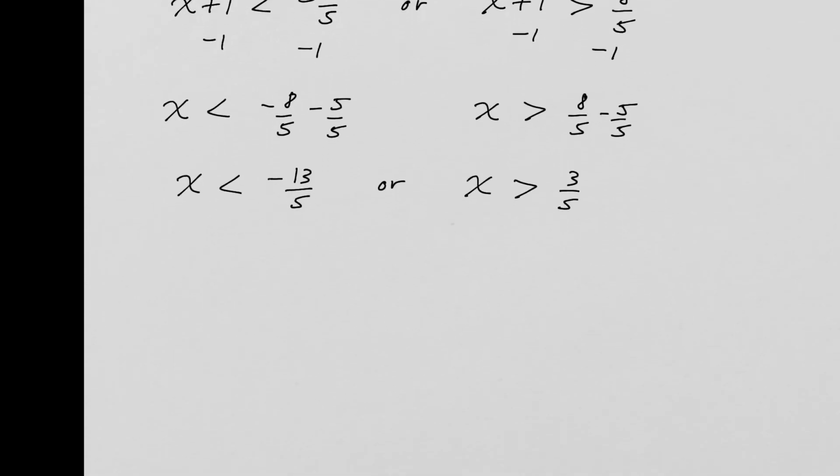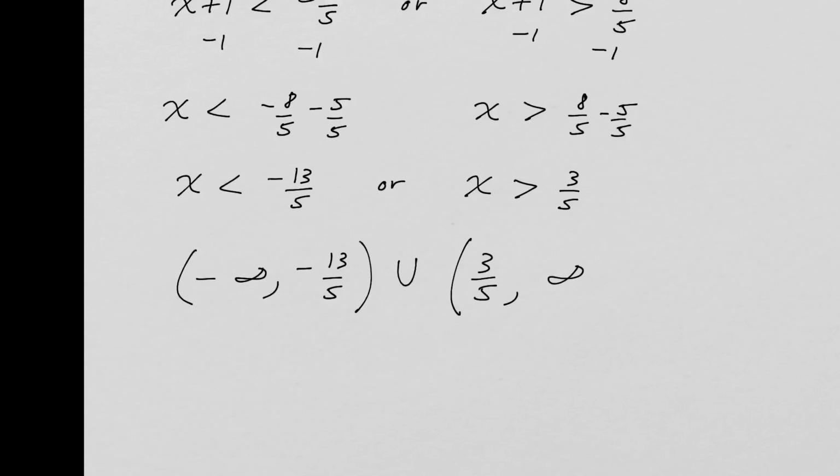Okay, so let me put these together in interval notation. So x is less than -13/5. That means I start at -infinity. I go all the way to -13/5, but I don't include it, so parentheses. Or, so union, x is greater than 3/5, so don't include it, 3/5, go all the way to infinity, and then parentheses again. So that would be my solution written in interval notation. Any x in that interval is going to be a solution to that original inequality.